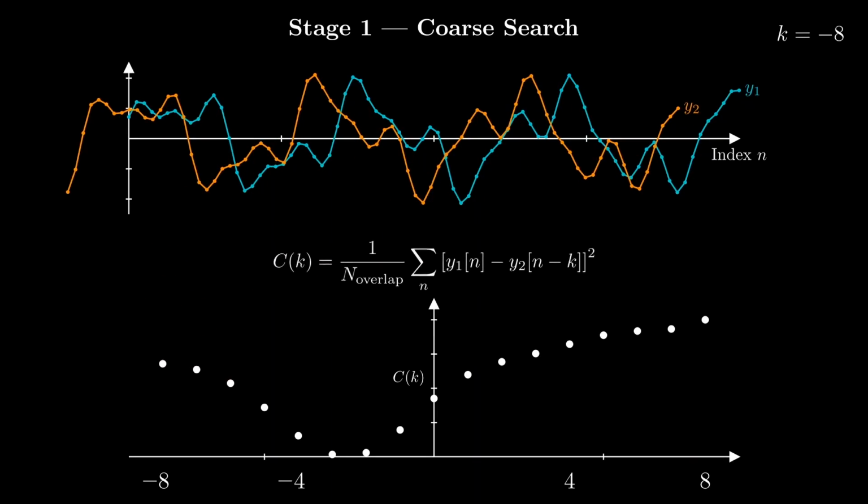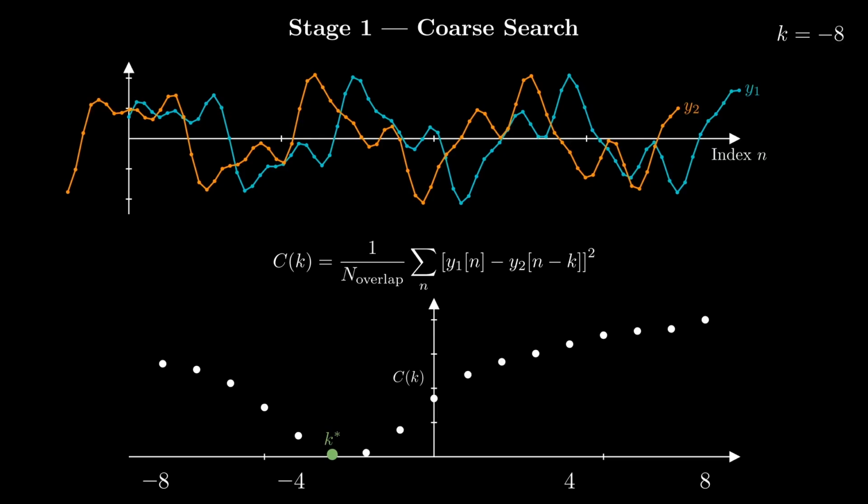At each shift k, we compute the mean squared difference over the overlapping samples. Dividing by the number of overlapping points prevents the cost from appearing artificially low at large offsets where fewer samples contribute. We find the index offset k star that minimizes the cost.